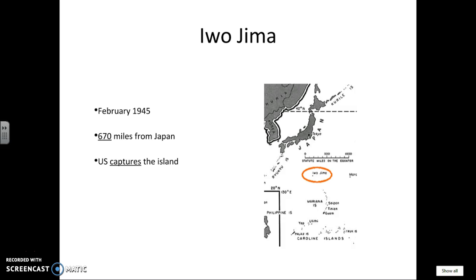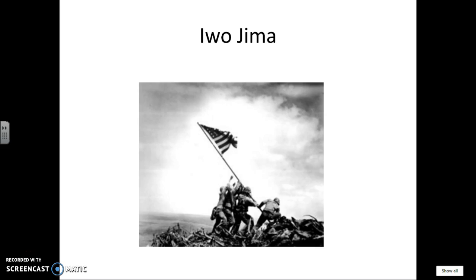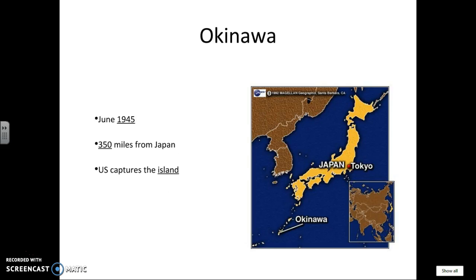One of the islands that we took was the island of Iwo Jima. This was in February of 1945. It's 670 miles from Japan. The United States captured the island. When you went on your 8th grade trip to Washington, D.C., you may have seen the flag raising memorial from the flag raising at Iwo Jima. That's what that memorial was for, commemorating all the soldiers that died there.